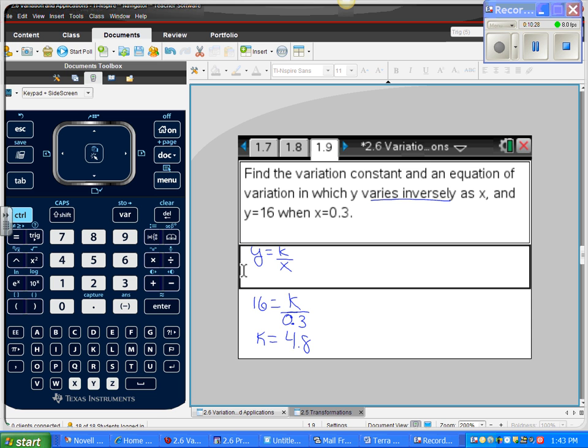Okay, so that's the first part. I found my constant of variation. Next, I want to come up with an equation. So again, this is k. My equation becomes y equals 4.8 divided by x.